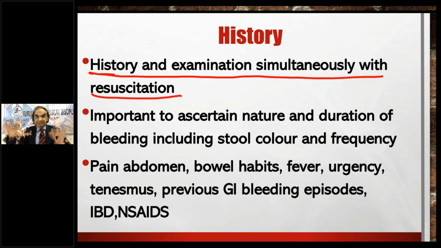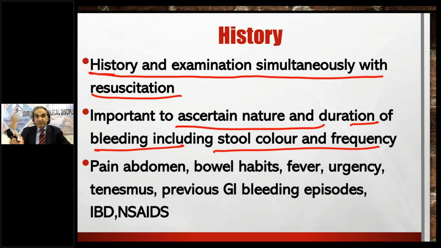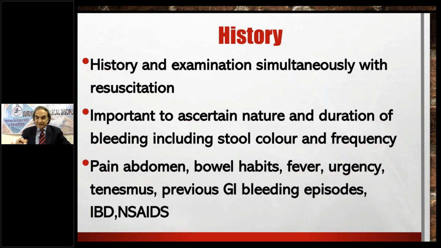It is important to ascertain the nature and duration of bleeding, including stool color and frequency. A patient can give you a history of melena of 6 months duration. Then you know the bleeding is happening before, and the cause is chronic, right? Important: history of pain abdomen, bowel habits, fever, urgency, tenesmus, previous GI bleeding episodes, inflammatory bowel disease, NSAIDs. Needless to say, they are all important, and you know why.